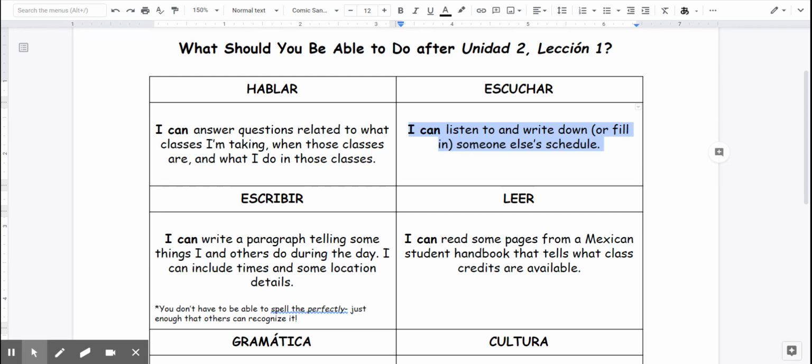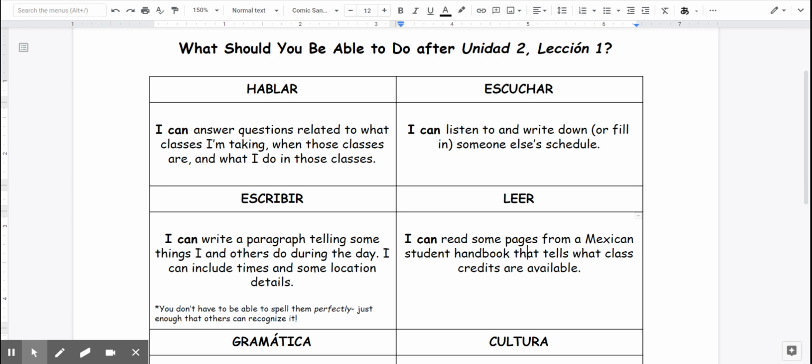Escribir. I can write a paragraph telling some things I and others do during the day. I can include times and some location details. So this would be things like I watch TV. I draw. I listen to the teacher. Okay? We're going to learn how to conjugate some new verbs.